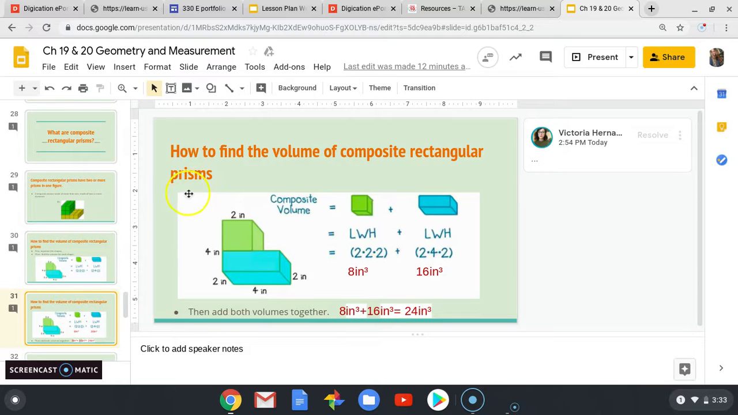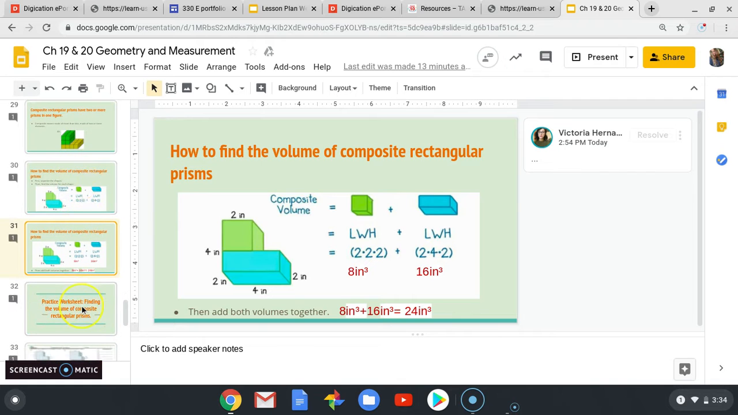I need you guys to be writing this down in your math notebook. And how do we find the volume of a composite rectangular prism? Well, we add the 8 inches cubed plus the 16 inches cubed, and we just add them to get 24 inches cubed, and that is the volume of both combined. So please take a minute to write down this example.